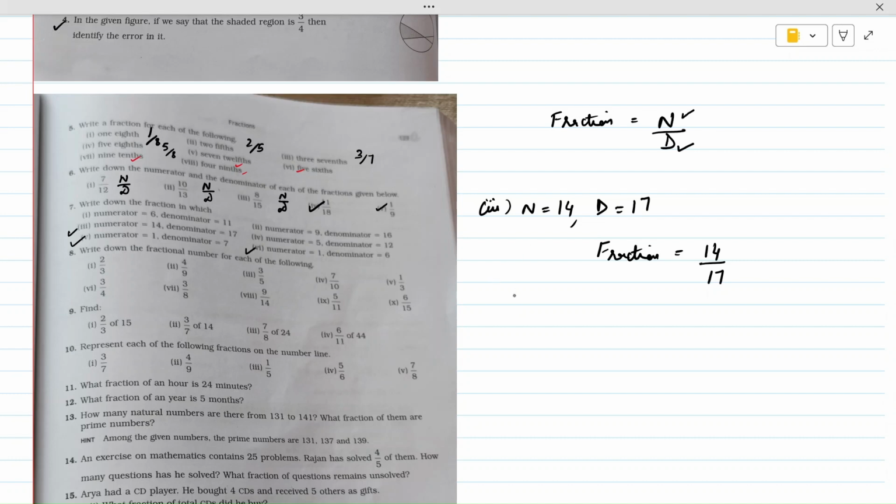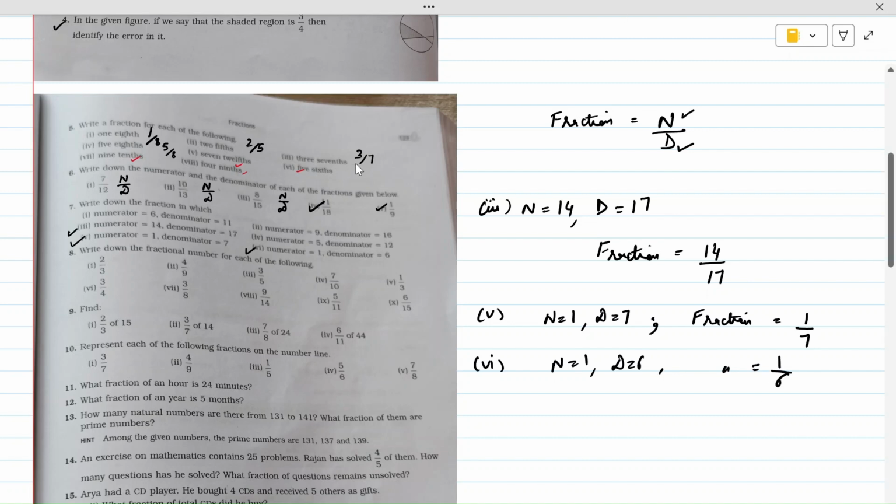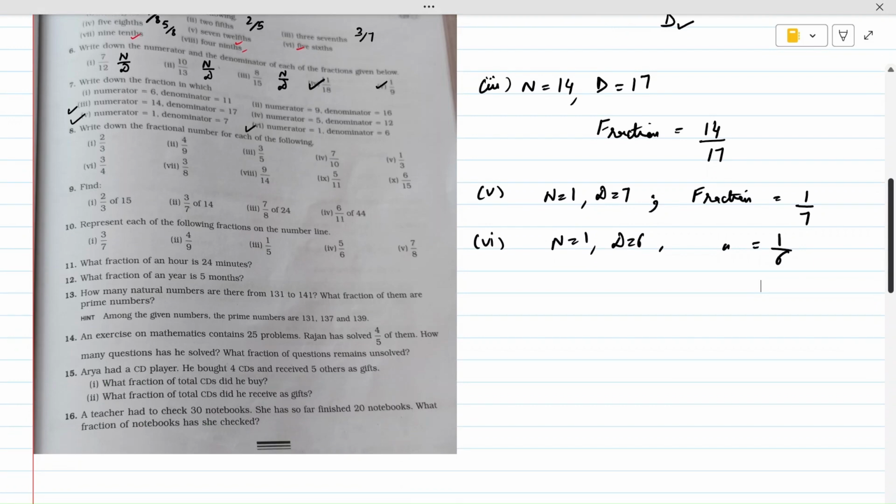Now, which part is this? Fifth part. Here the numerator is given as 1, the denominator is given as 7. So the fraction will be equal to 1 by 7 here. Similarly, if we go to the last, sixth part, the numerator is 1, the denominator is 6. So the fraction will become 1 by 6. Yeah, very, very easy. And the rest of the parts are homework for you.